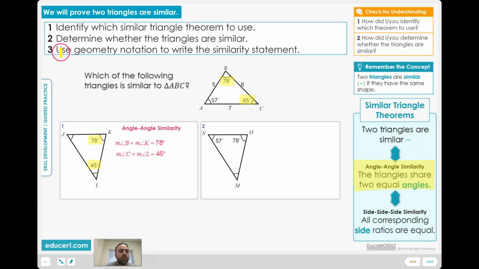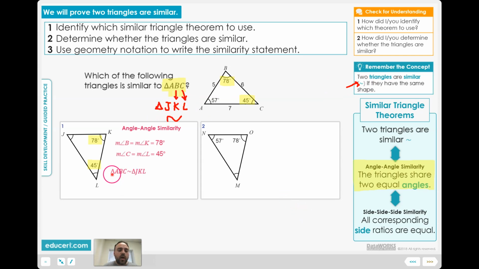Alright, so let's read step number 3 to finish the problem. Ready? Read. Use geometry notation to write the similarity statement. So let's take a look at triangle ABC. What's the matching point from J, K, and L? Well, we just showed that angle B and angle K are equal measures, so in that second spot, we could put a K. And angle C, we saw that that matches with angle L, leaving us with the only remaining letter to be J. Triangle ABC is similar to triangle JKL.